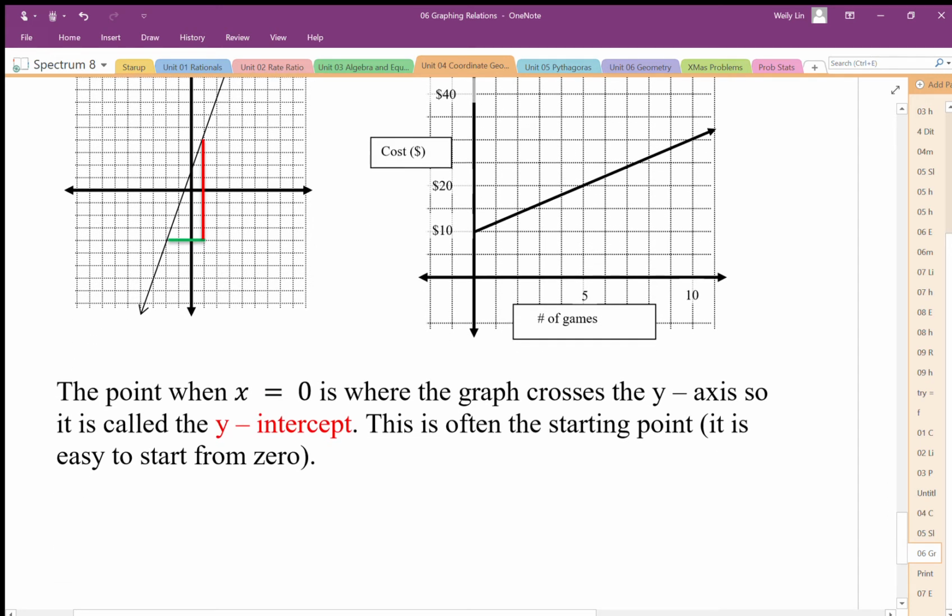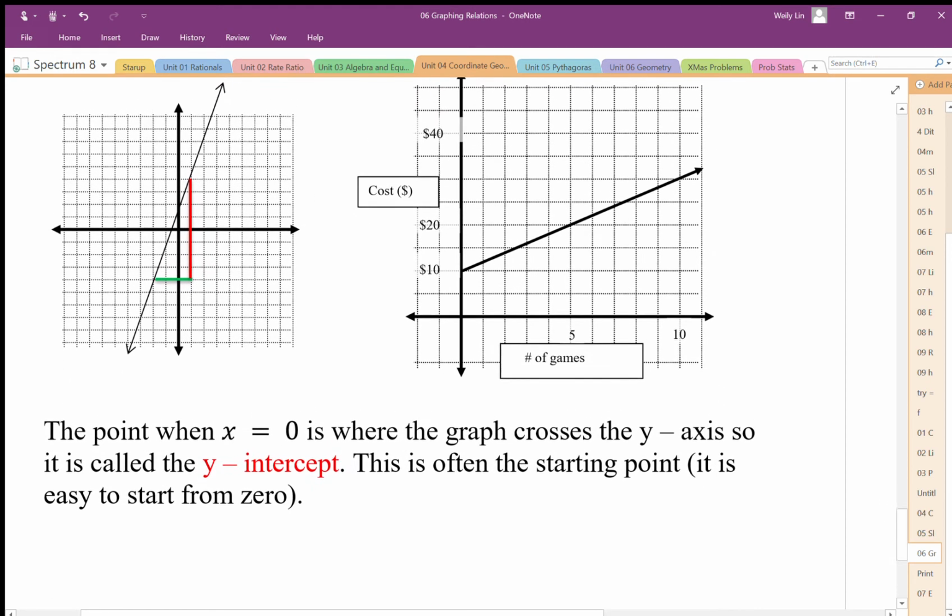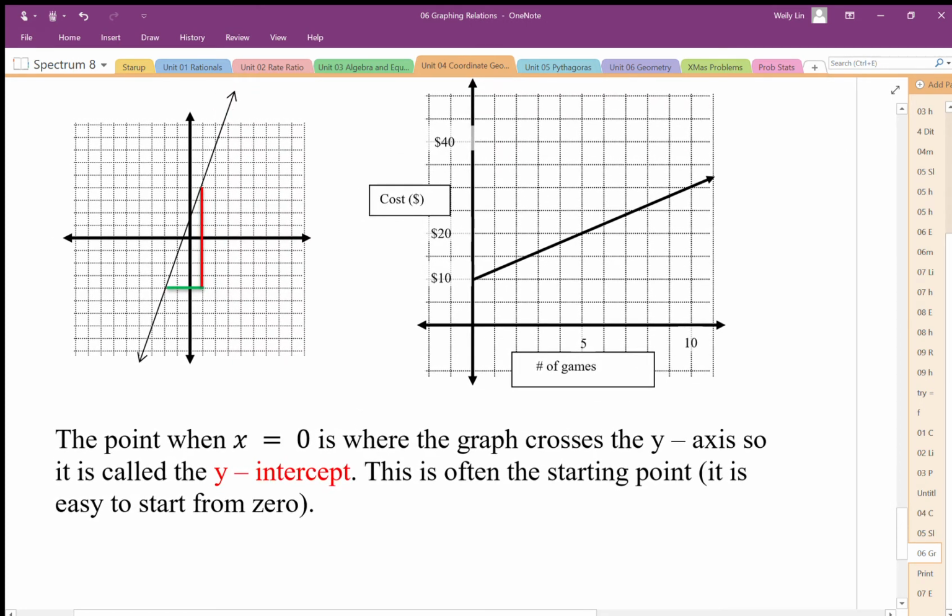So the point when x is 0 is where the graph crosses the y-axis. Okay, this is going to be called the y-intercept. The y-intercept is basically the starting point of our graph. So where the graph crosses the y-axis, okay, this represents the starting point of the graph.